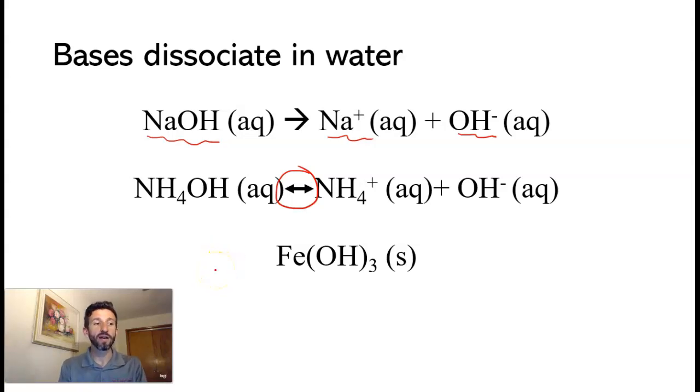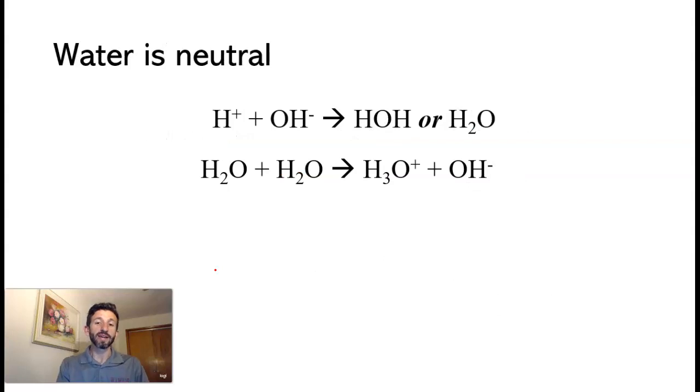And there are compounds with hydroxide, many of them, that are actually insoluble. They don't dissolve in water. Okay. Now let's talk about water. Water is neutral, right? It's got that pH of 7. Why is that? Well, if you think of H for acid and OH for base, it makes HOH, or water, right? So water is actually called something that's amphoteric, which means it's both an acid and a base.